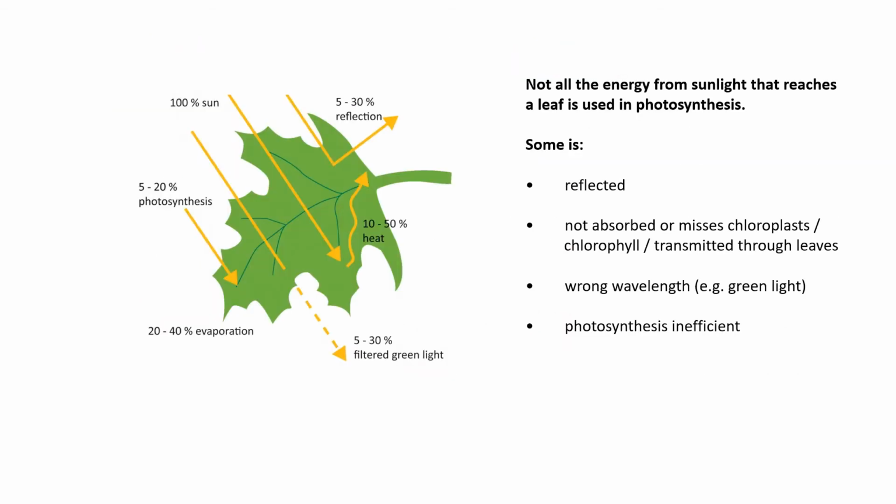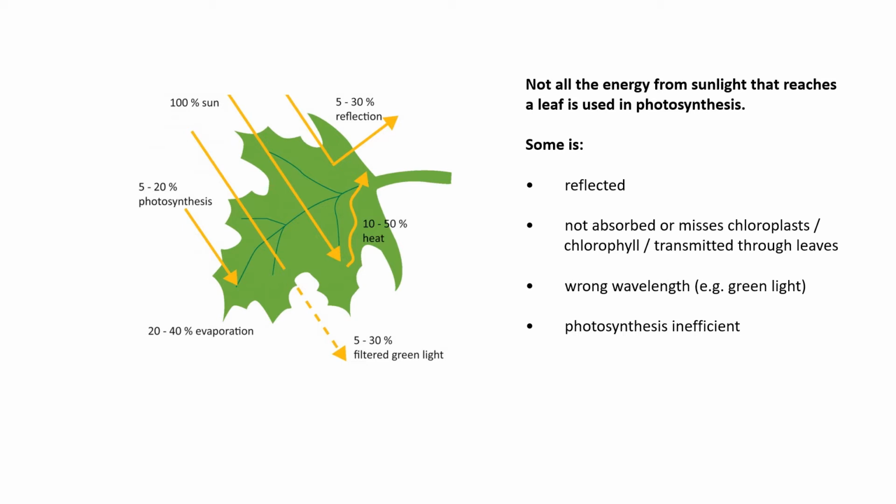In this slide, we're having a look at how efficient the plants are at transferring the energy from the sun into chemical potential energy in the form of glucose, that gross primary productivity. But as it says here, they're not 100% efficient. Not all the energy from sunlight that reaches a leaf is used in photosynthesis. So some is reflected from the surface of the leaf, some is not absorbed, so some might be transmitted through the leaves, and that might be because it misses chloroplasts, or even if it hits a chloroplast, it might miss the chlorophyll within the chloroplasts.